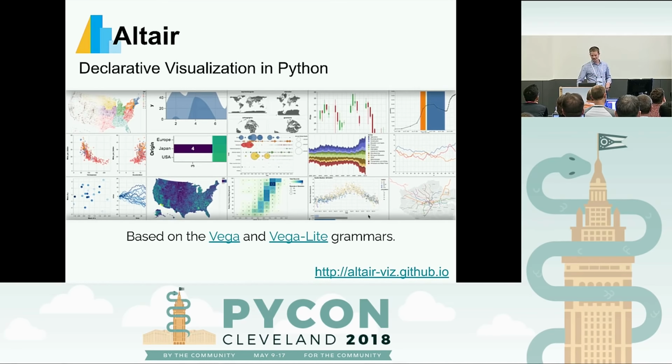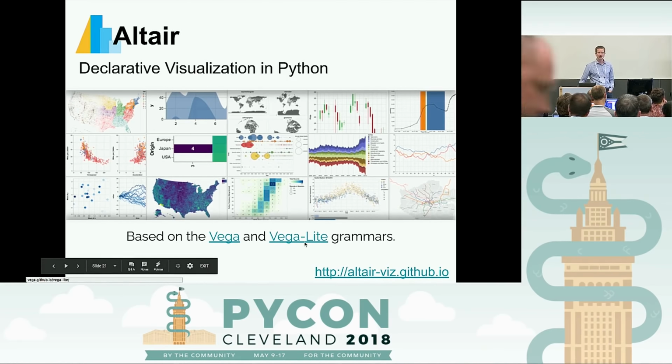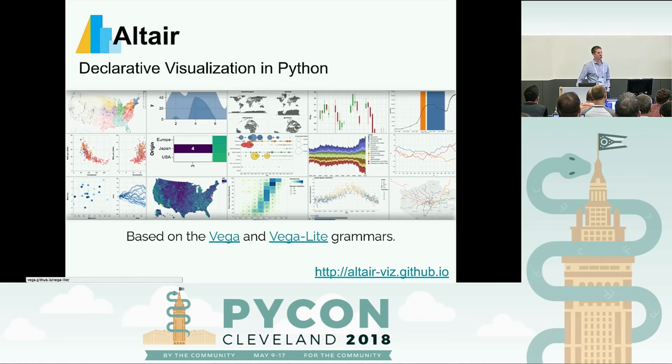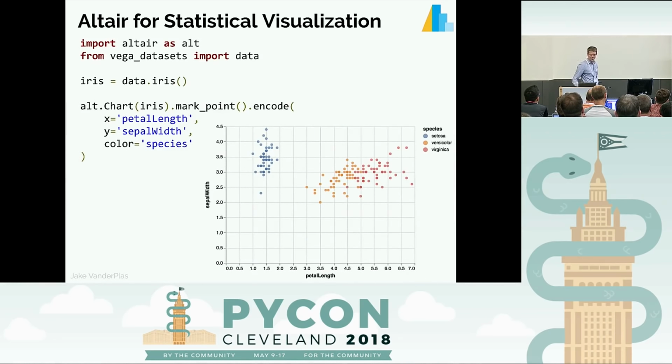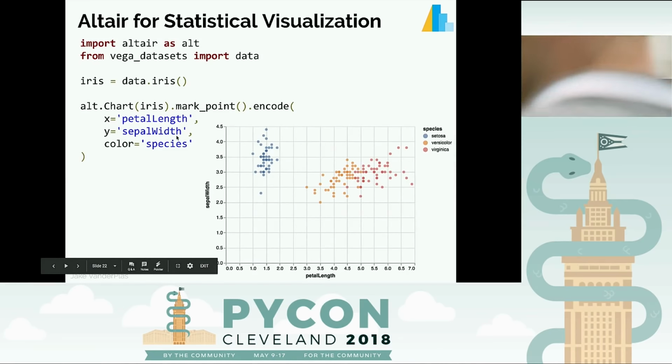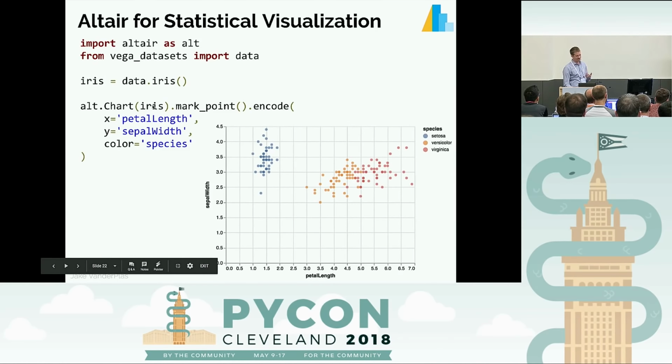Altair is based on these Vega and Vega-Lite grammars that come out of the Interactive Data Lab at University of Washington, and I'll chat about those a little bit later. But for right now, I just want you to see what an Altair plot looks like. If you take that iris data set, you tell it you want the mark to be a point. Then we have these encodings, where we're mapping X to the petal length, Y to the sepal width, color to the species. And then the scales and the guides, like the axis labels and things like that, are all created automatically.